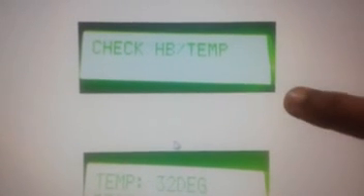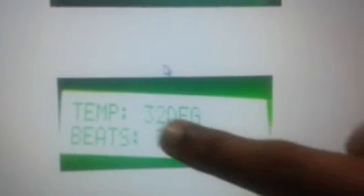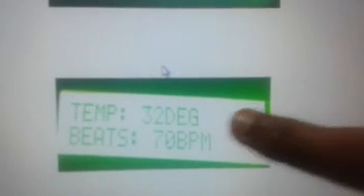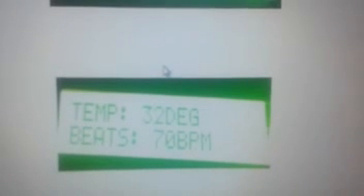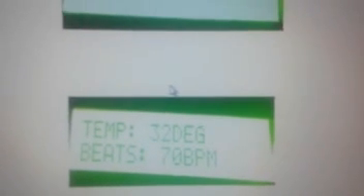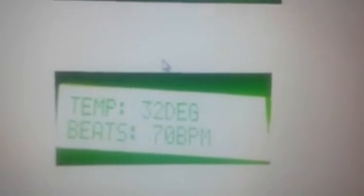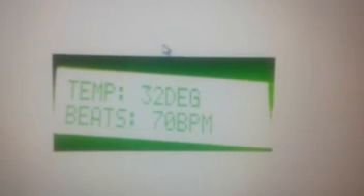This is the transmitting message. First it checks the heartbeat and the temperature, and then gives the temperature as 32 degrees Celsius and the beat as 70 BPM for the temperature and the heartbeat. And we are not doing the accelerometer sensor. And finally we provide a send message like this format. Thank you.